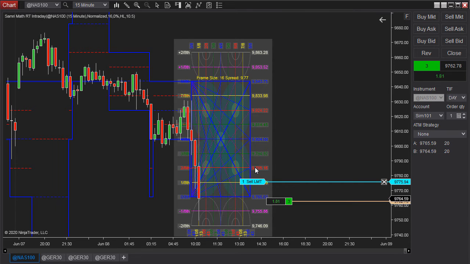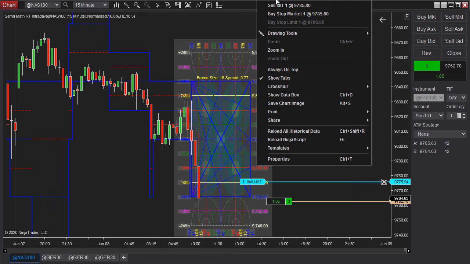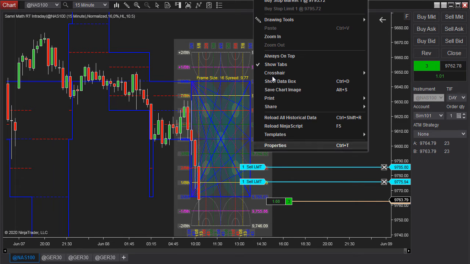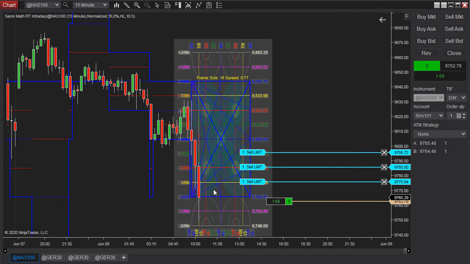Let's distribute our sells and see which one gets filled. Order submitted. We're going to sell one at a profit of a single line, then another at a profit of a second line, and then a third line.